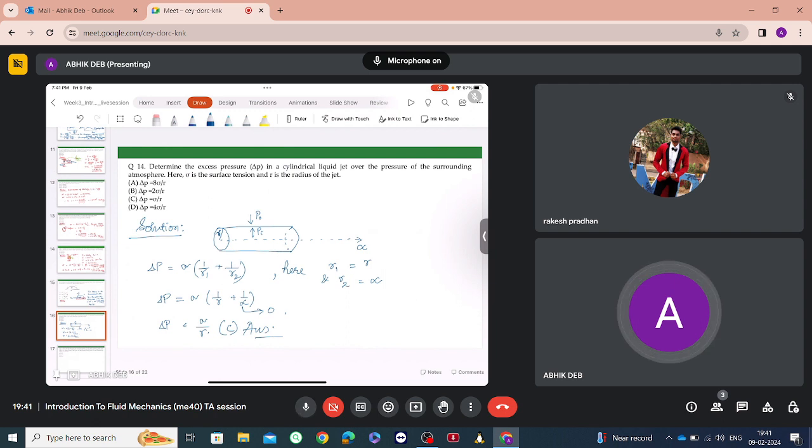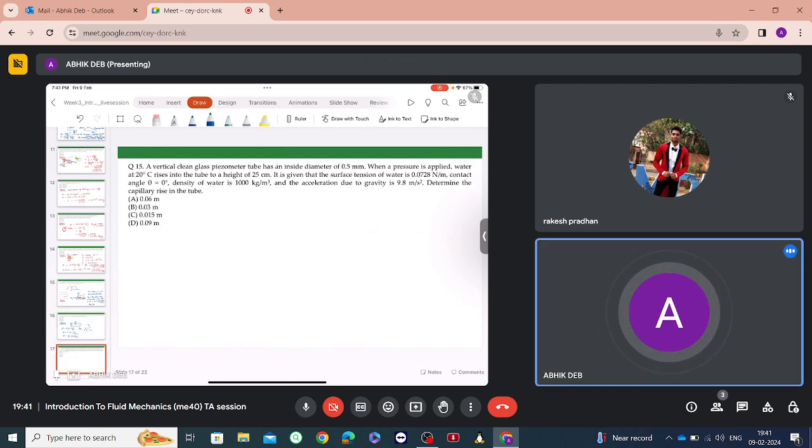Okay. So let's move on to the next problem. A vertical clean glass piezometer has an inside diameter of 0.5 millimeter. When a pressure is applied, water at 20 degrees Celsius rises into the tube to a height of 25 centimeter. It is given that the surface tension of water is 0.0728 newtons per meter. The contact angle theta is 0 degree. Density of water is 1000 kg per meter cube and the acceleration due to gravity is 9.8 meters per second square. Determine the capillary rise in the tube.